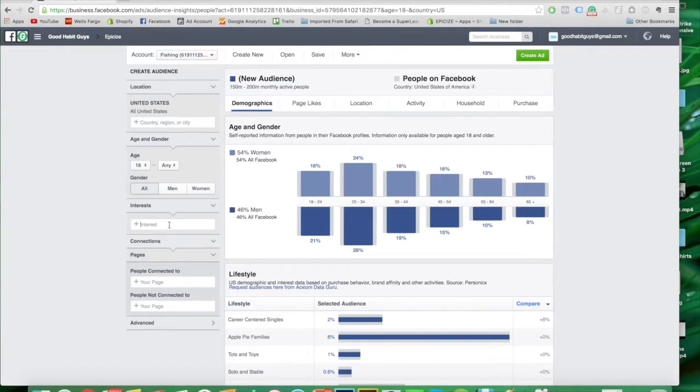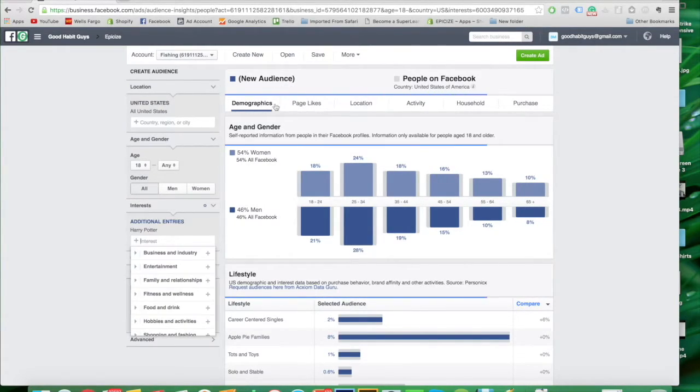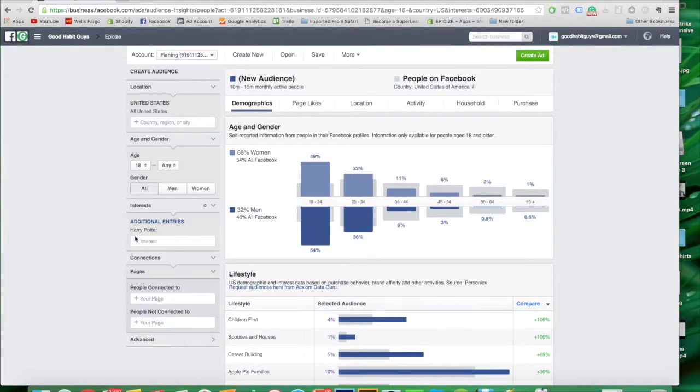So if I say, let's say, just for example, Harry Potter. Okay, and this is a very, very broad audience. I'm already telling you that.